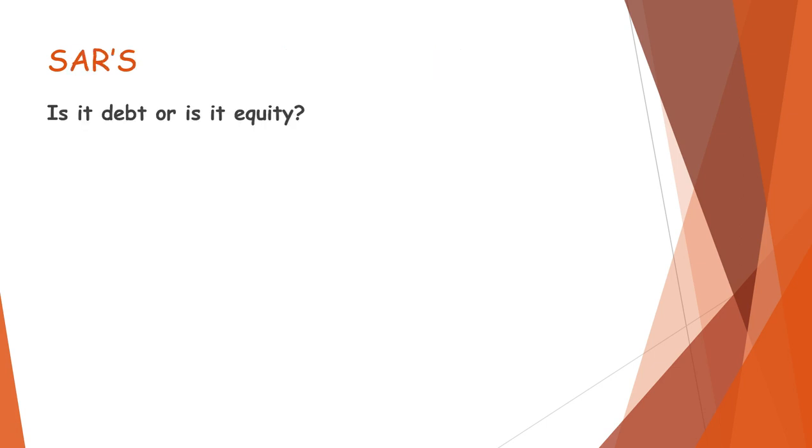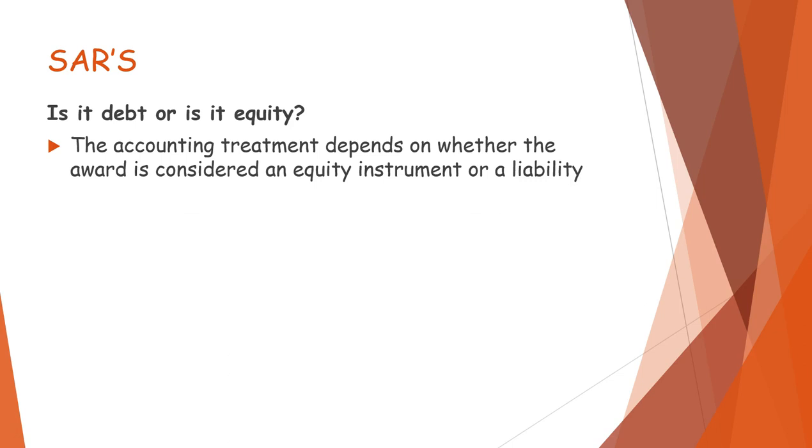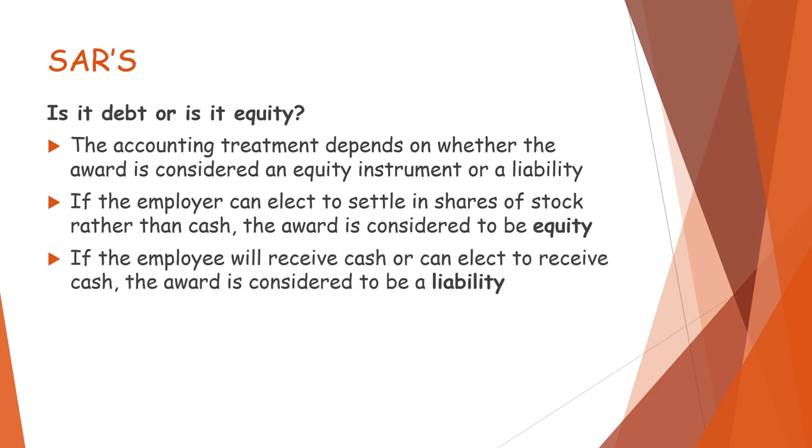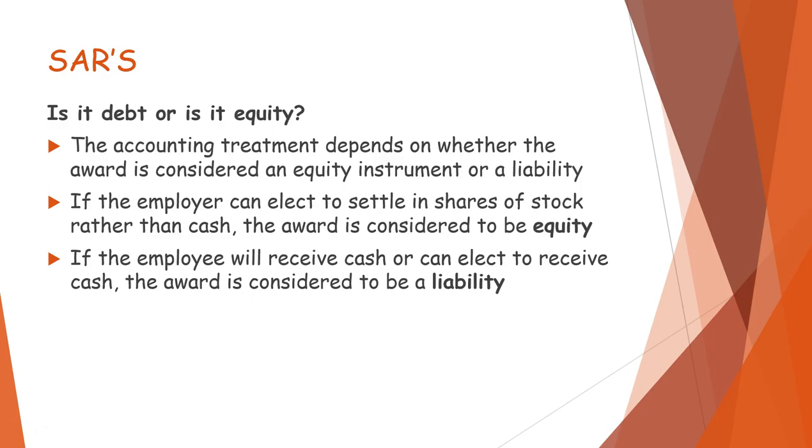Now the question: are SARs debt or equity? The accounting treatment depends on whether the award is considered an equity instrument or a liability. If the employee can elect to settle in shares of stock rather than cash, the award is considered equity. If the employer will pay cash or the employee can elect to receive cash, the award is considered to be a liability. And that concludes this presentation.